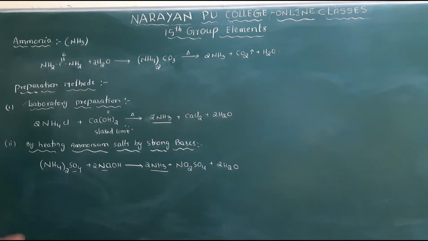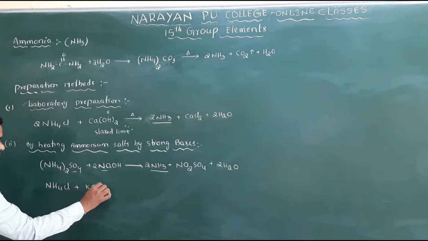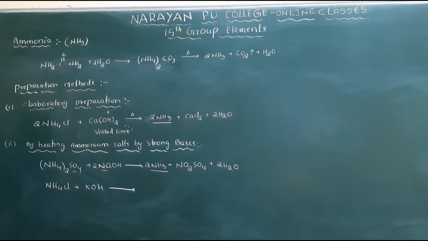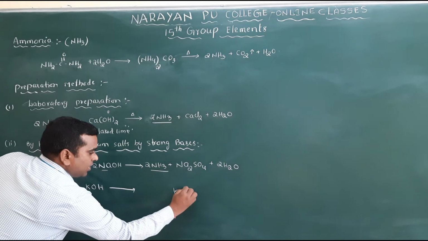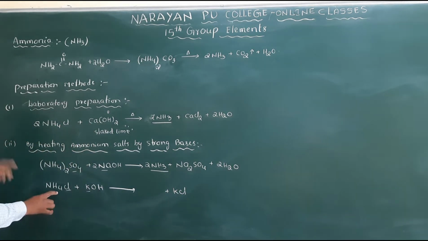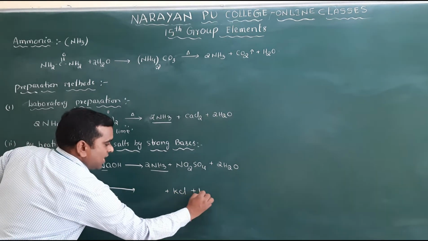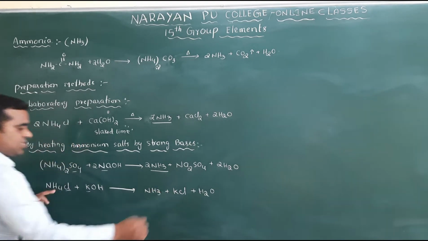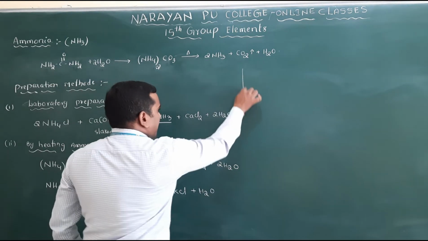Next one. Same, if I take ammonium chloride and treat it with KOH, potassium hydroxide, potassium and chlorine will be removed as KCl, and NH3, 1H and 1OH will be removed as H2O. Then which one will be left here? Ammonia. This is clear? So this is the second preparation.